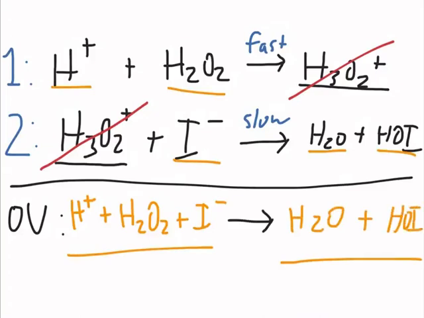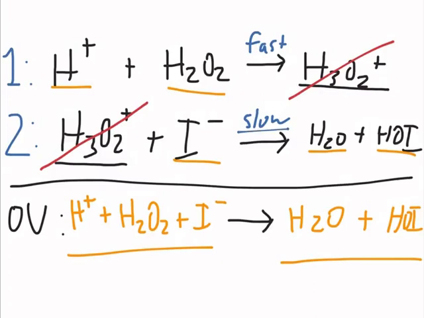Now, this is our overall reaction, but we're missing one thing. What else did we also learn? We learned about the rate determining step. As you can see, step 2 is going to be considered the rate determining step because it has the slowest reaction rate.